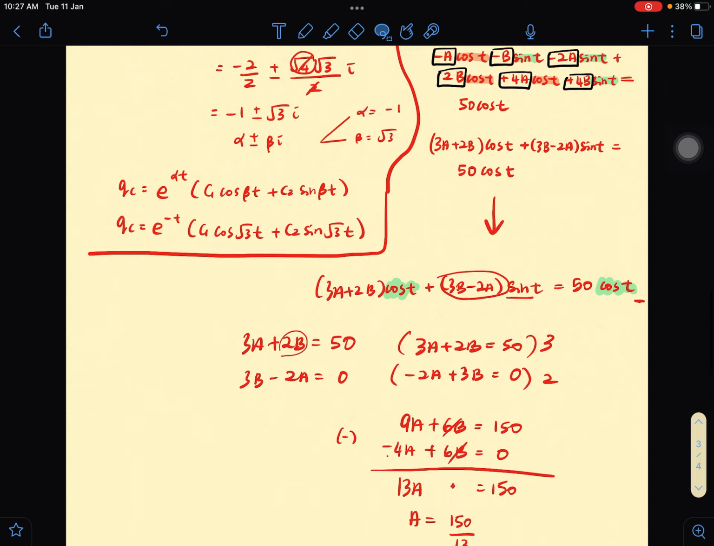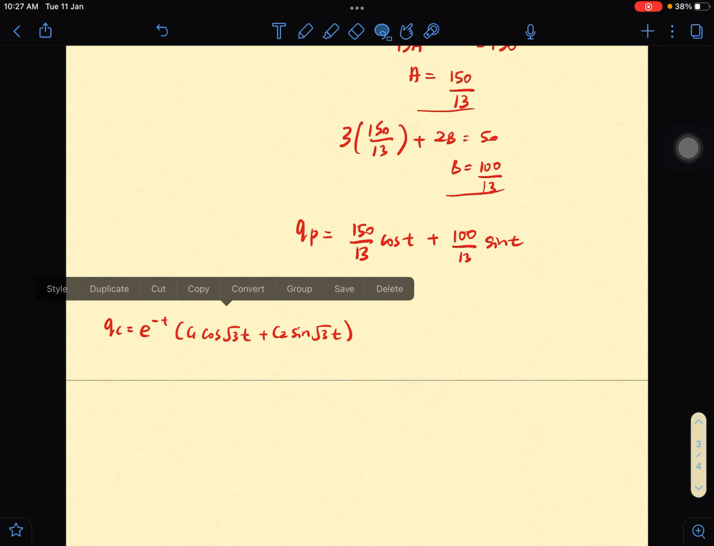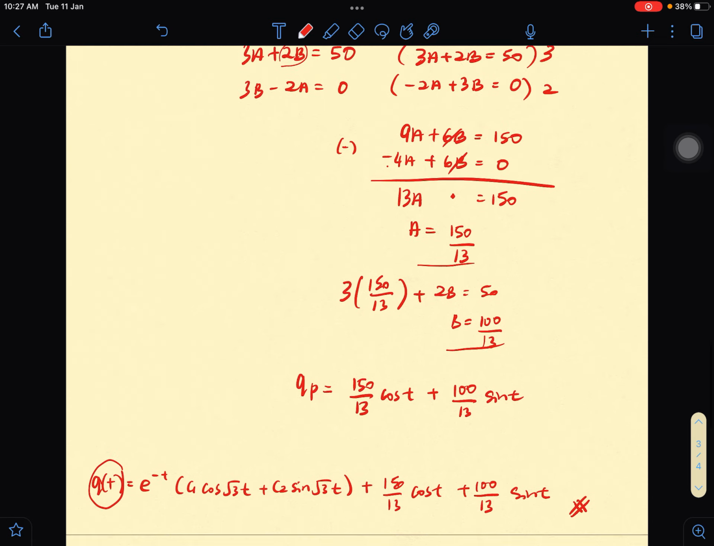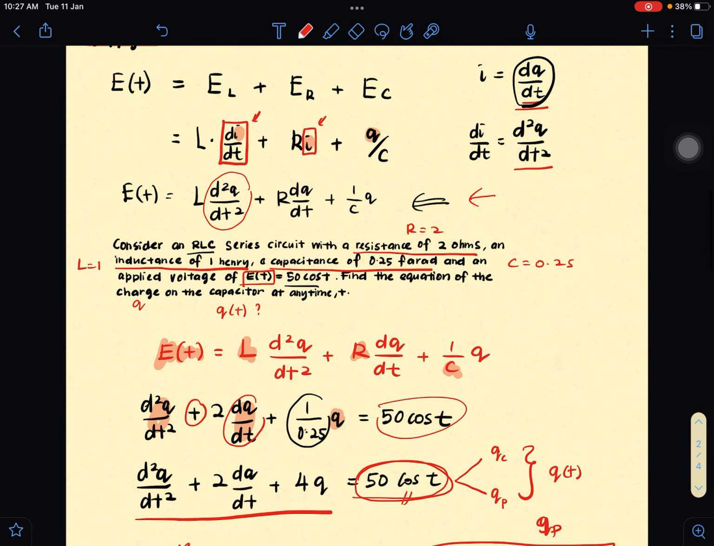Okay, yang ini macam kita solve sebelum ni lah. So kita punya Q, ni QC. Okay, kita combine. Untuk dapat Q in term of T, kita combinekan QC dan QP. So you will have 150 over 13 cos T plus 100 over 13 sin T. So this one is the solution, yang you kena cari. Bukan the current, the charge. Okay, the charge yang dia minta QT.